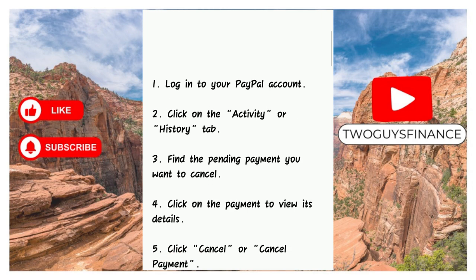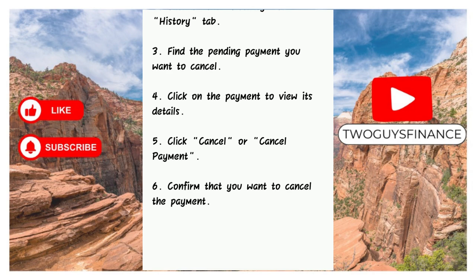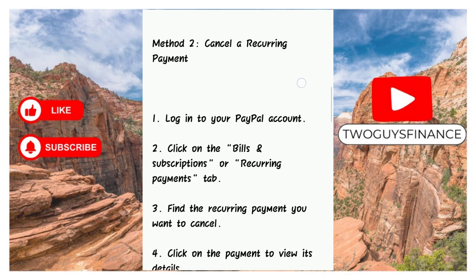Now how you want to do that is to first log into your PayPal account and then click on activity or history tab. Then you want to find the pending payment that you want to cancel and then click on the payment to view its details. Then click cancel or cancel payments, and then you confirm that you want to cancel that payment, and that's it. It's done.